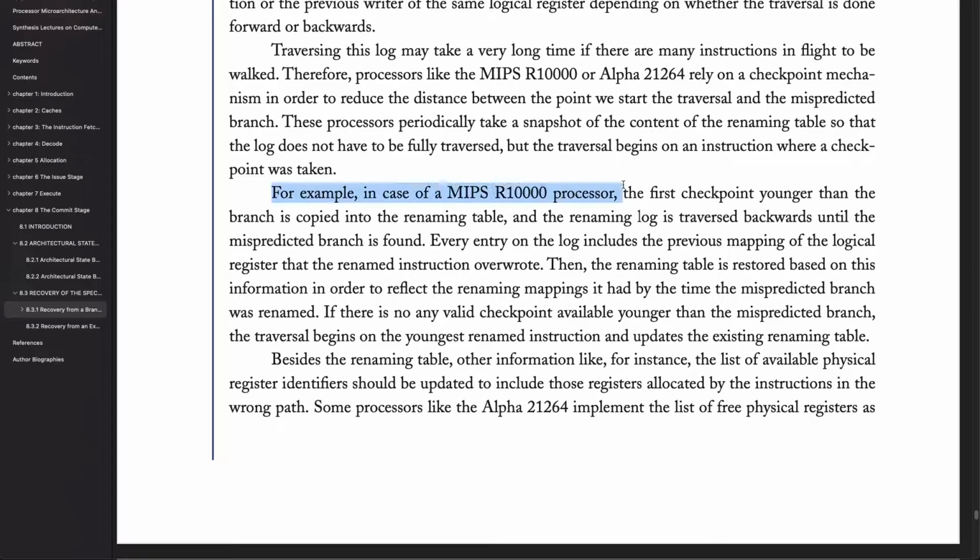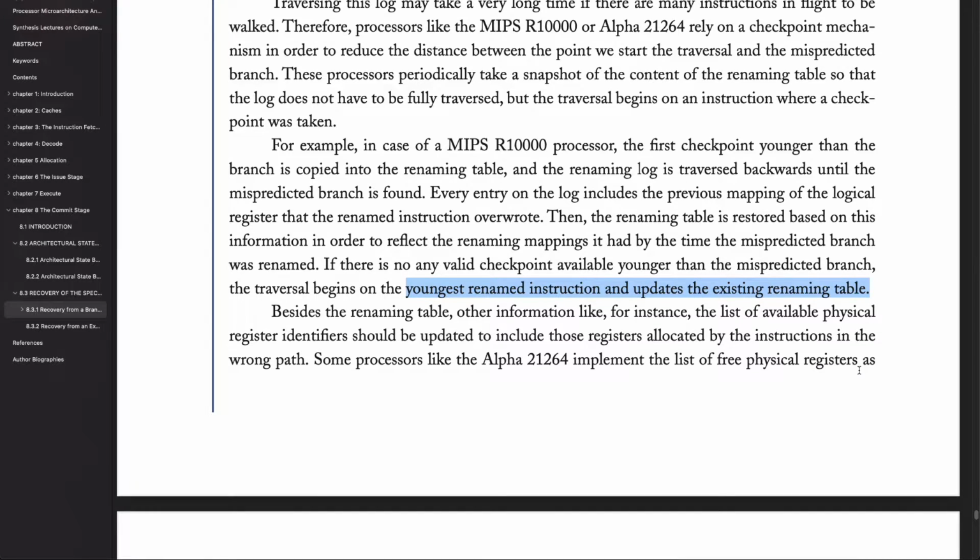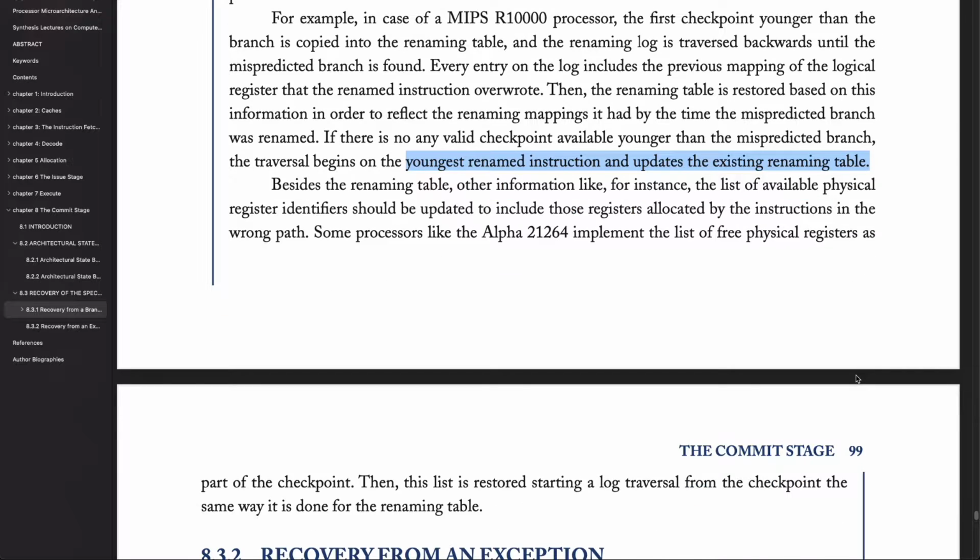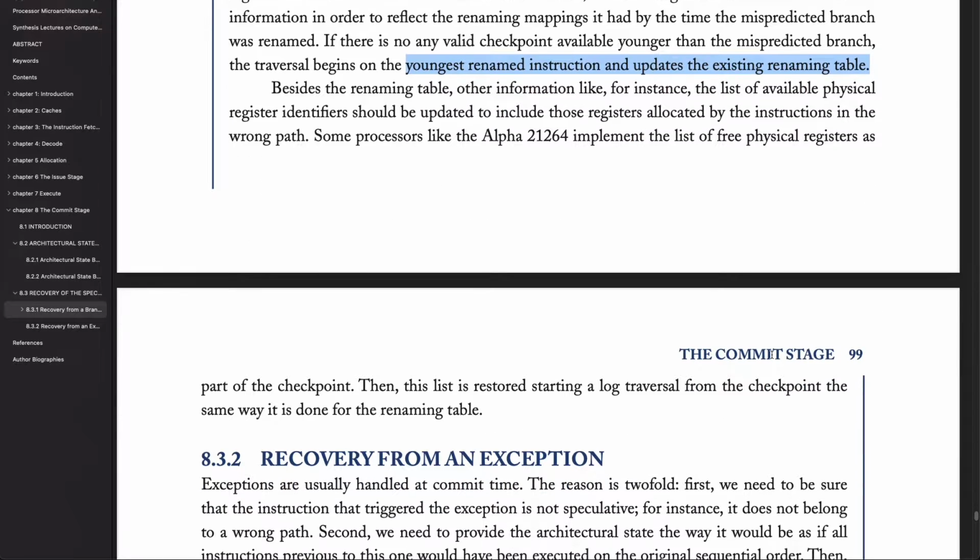Yeah, so for example, in this processor, given a branch mispredict, it would just take the first checkpoint that's younger than your branch and then rewind it to the branch. The worst case scenario is when there's no checkpoint that's younger than the mispredicted branch, in which case you basically have to do the farthest distance, where you go from your youngest instruction and rewind all the way to your mispredicted branch. So that's the farthest.